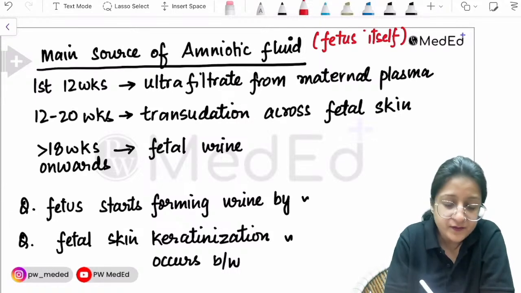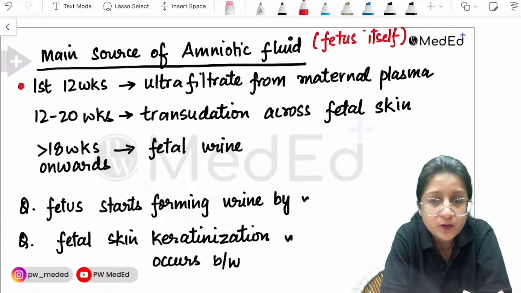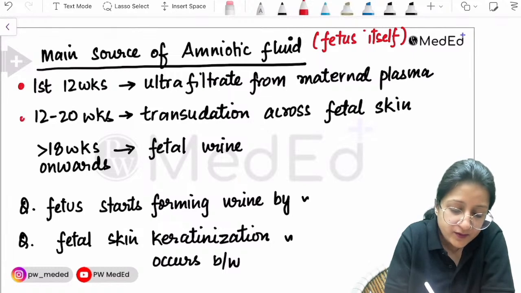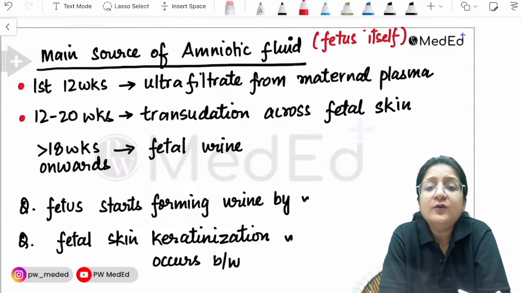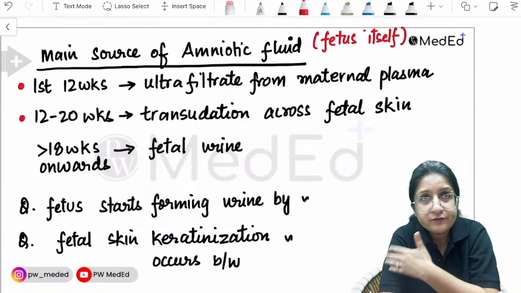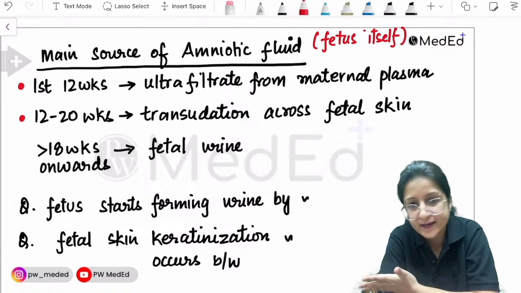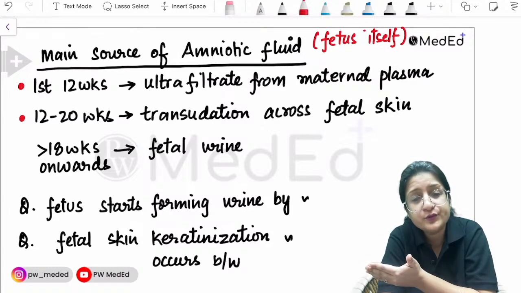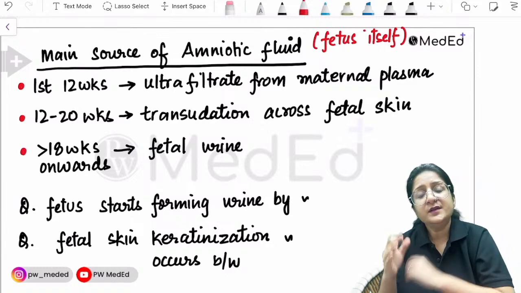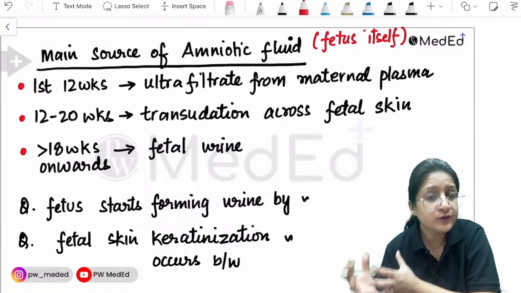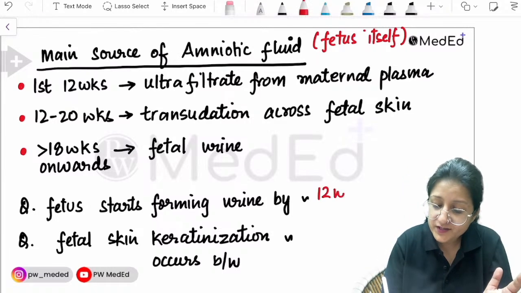In the first 12 weeks, the amniotic fluid is coming from ultrafiltrate from maternal plasma, only till the first 12 weeks. Between 12 to 20 weeks, it is fluid that is transudating out across the fetal skin. So think of it like fetal sweating. 12 to 20 weeks, transudation across fetal skin. So that is the fetus's contribution to amniotic fluid volume. And beyond 18 weeks onwards, the main contribution is from the fetal urine, right? So the fetus starts forming urine by 12 weeks of gestation.